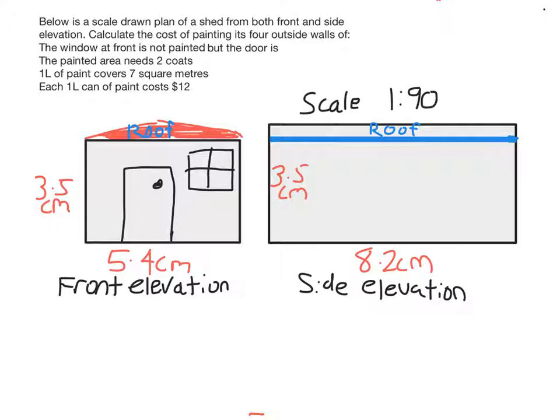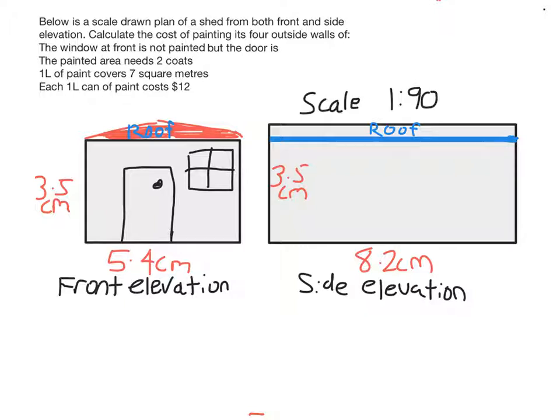We have a scale drawing of a shed, and we're going to figure out how much it will cost to paint. So we're going to have to figure out the total area of all the walls. We're told not to include the window, but we have to include the door. We need to give it 2 coats. 1 litre of paint covers 7 square metres, and each litre of paint costs $12. So what we first have to do is figure out the area to be painted.